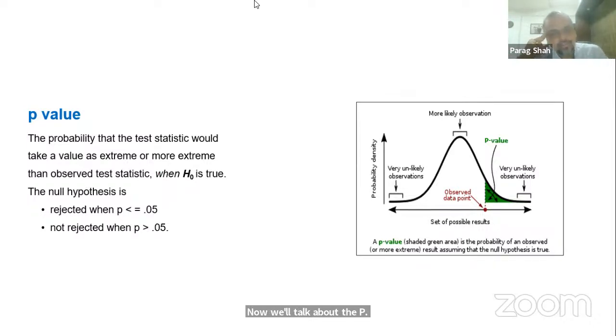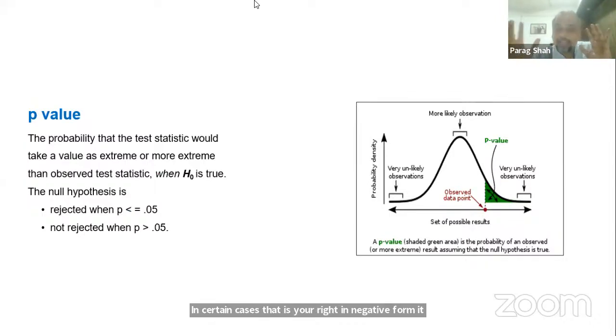In certain cases, such as you are right, in negative form it holds true. But if you go into that concept, you may be wrong many a times. So instead of that, don't go whether null will be negative or null will be positive. We'll not go into that. We'll only answer the question yes or no. Whatever the problem is, we'll either answer it as yes or we'll answer it as no. And automatically that will give you null and alternate. That is the easiest way.